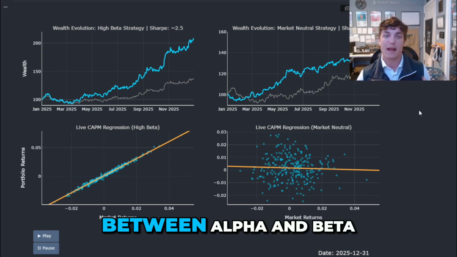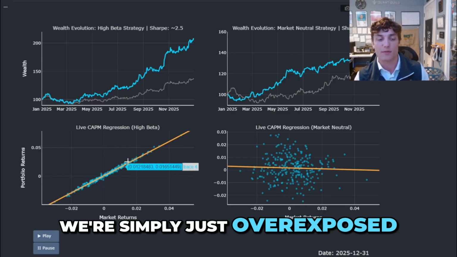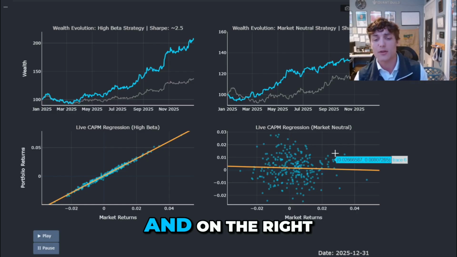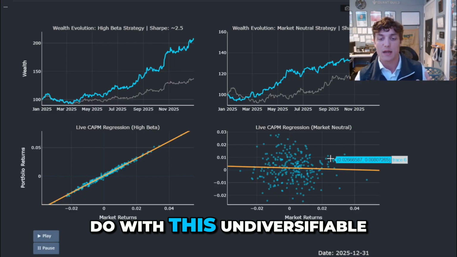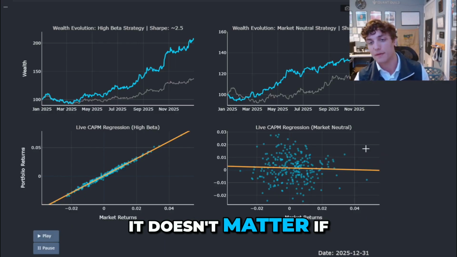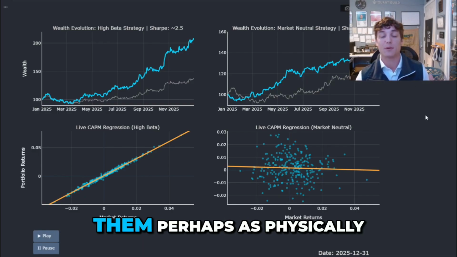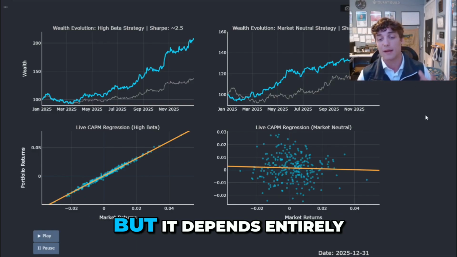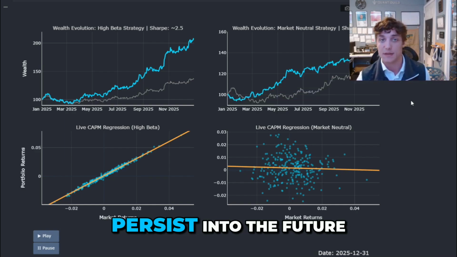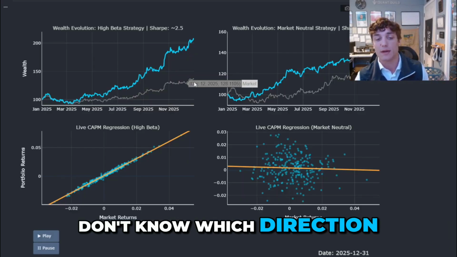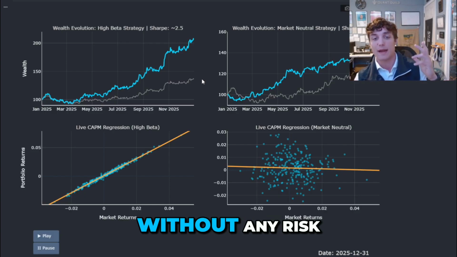This is the difference between alpha and beta. On the left here, you're seeing beta. There's no alpha here. We're simply just overexposed to the market. And on the right, you're taking a look at what alpha looks like. It has nothing to do with this undiversifiable risk factor. It doesn't matter if the market tanks. It doesn't matter if it goes up. There's literally no correlation. You can think of them perhaps as physically decorrelated with one another, but it depends entirely on what is generating this alpha. It's not guaranteed to persist into the future, just like how we don't know which direction the market winds are going to blow. There's no free lunch. There is no return without any risk.